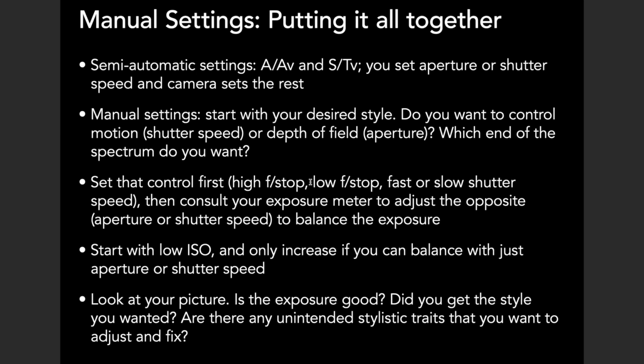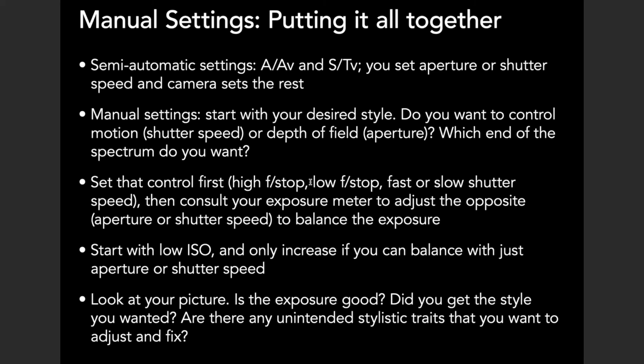Okay, so how do you put it all together? If you look at the mode dial on your camera, you'll see that I've been talking about using that P setting. Above that P setting, often you'll see what's called semi-automatic settings. If you have a Nikon, it'll look like A or S. A stands for aperture, S stands for shutter speed.